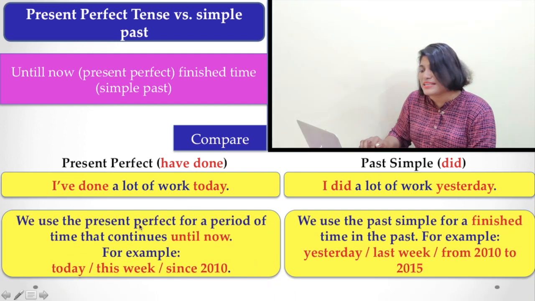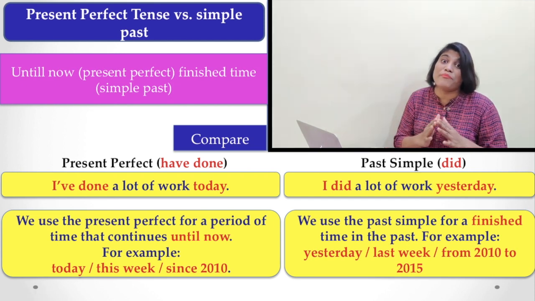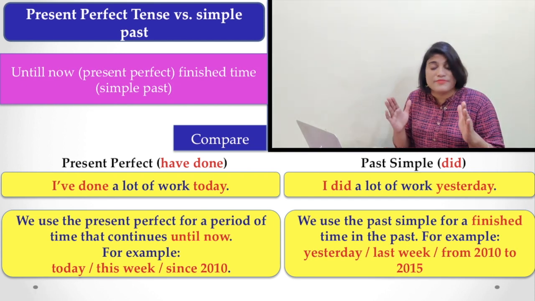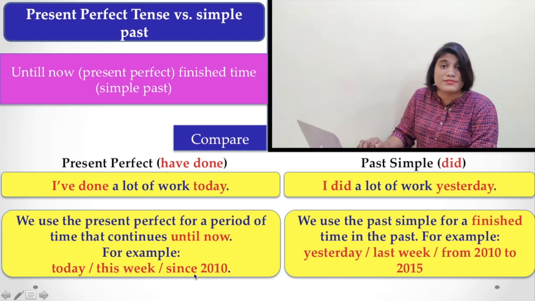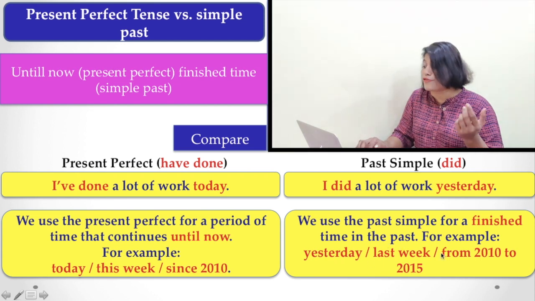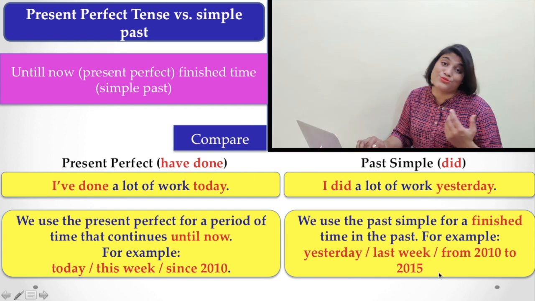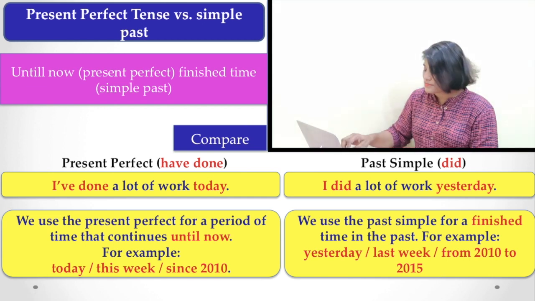And we use the present perfect for a period of time that continues until now. What I am talking about, when we are talking about a period of time, this is very vital. For example, today, this week, since 2010, these are very important. And we use simple past tense for a finished time in the past. For example, yesterday, last week, from 2010 to 2015, etc. So here are the differences.